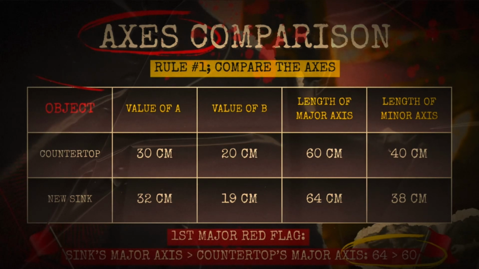The inner ellipse fits only if both its major and minor axes are less than or equal to the outer ellipse's corresponding axis. Here in our problem, the sink's major axis, 64, is greater than the countertop's major axis, which is 60. That's our primary problem, the first major red flag. The sink's major axis is greater than the countertop's major axis. 64 is greater than 60.